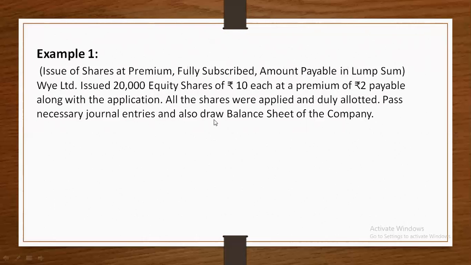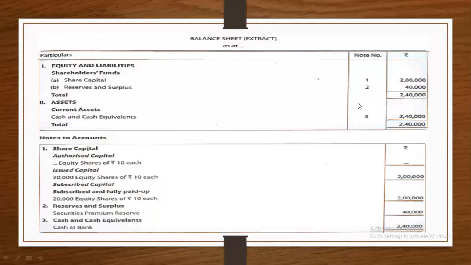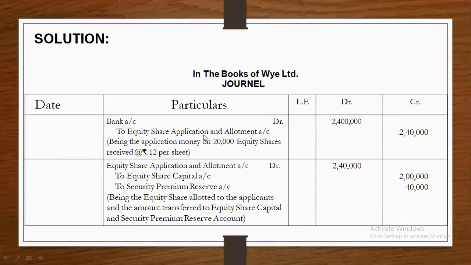So students, in this question we have to write the journal entries and we have to show the balance sheet also. Total number of shares is 20,000. At the rate of 10, the company will receive 2 lakh, the face value of the shares. And on 20,000 shares, at the rate of 2, 40,000 will be the amount of premium. So our first journal entry will be: Bank account debit to equity share application and allotment account 2,40,000. Then equity share application and allotment account debit 2,40,000 to equity share capital account 2 lakh, with the amount of capital, and to security premium reserve account with the amount of premium money.